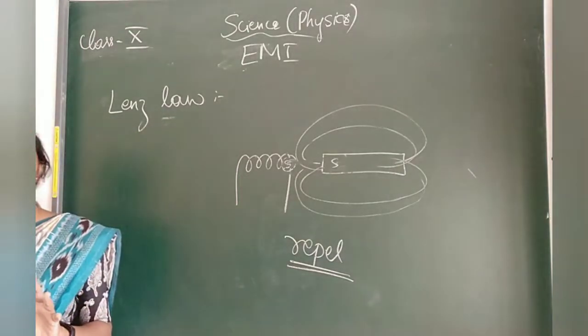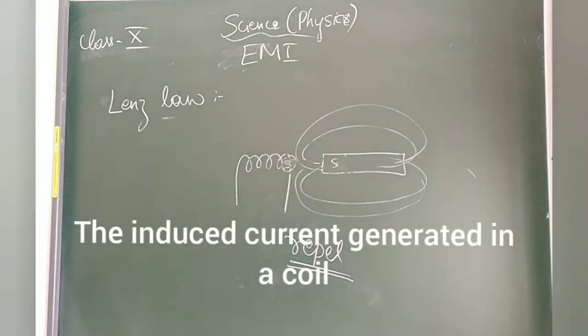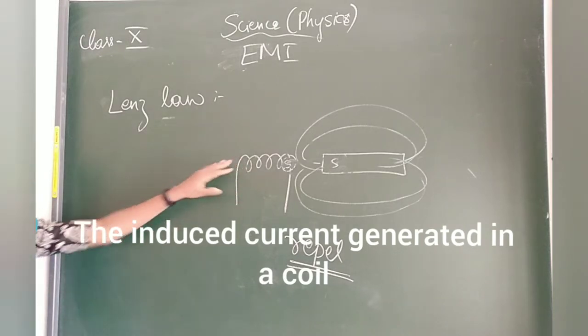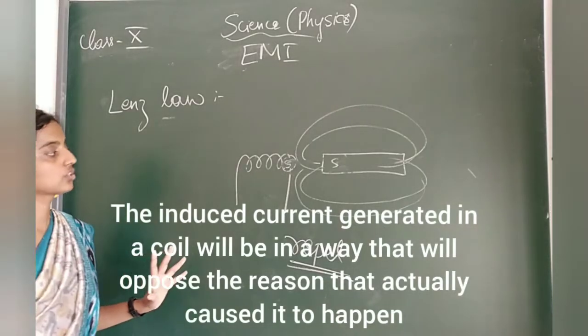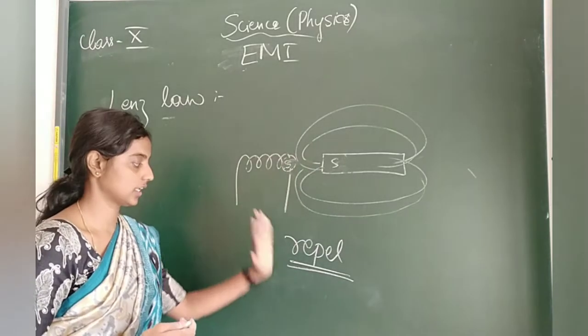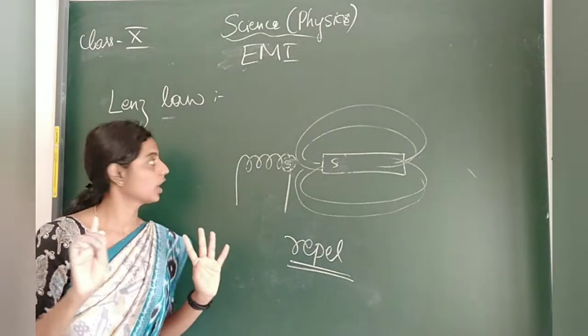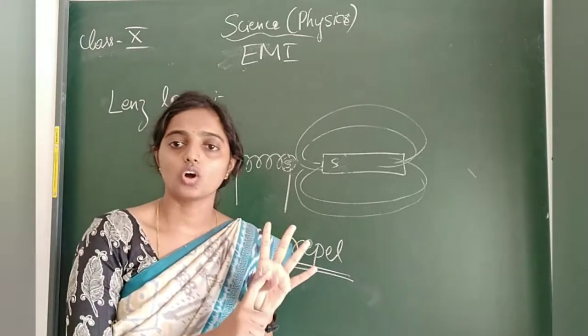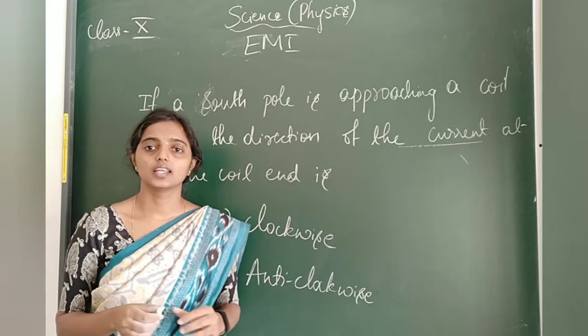In other words, what the statement says is that the induced current generated in a coil will be in a way that opposes the reason it was produced from, that is, it will repel. So this is what Lenz stated. Now I hope you understood both the clock rule as well as Lenz's law. We understood both, right?